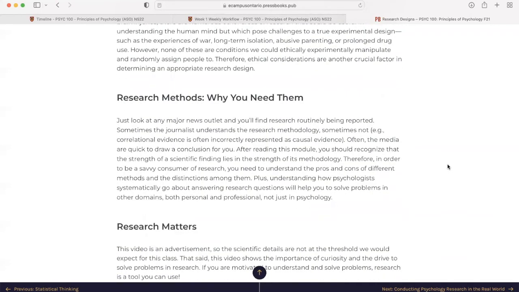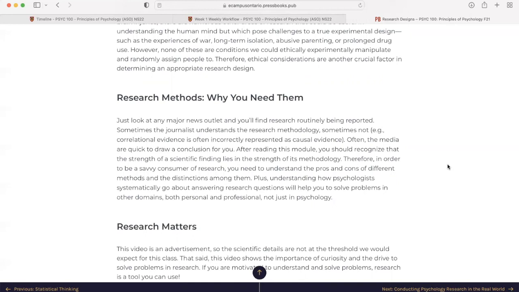Research methods, why you need them. Just look at any major news outlet and you'll find research routinely being reported. Sometimes the journalist understands the research methodology, sometimes not. Often the media are quick to draw a conclusion for you.